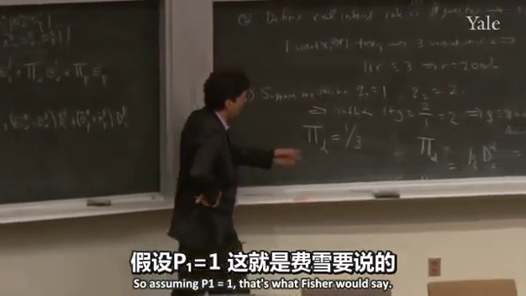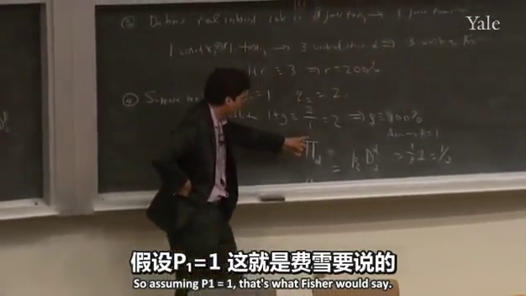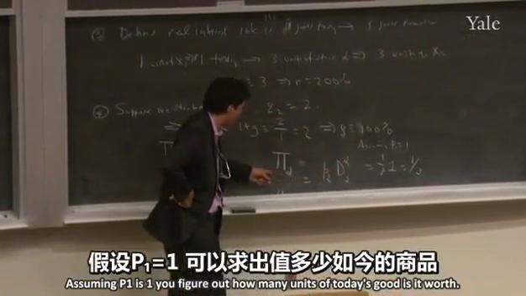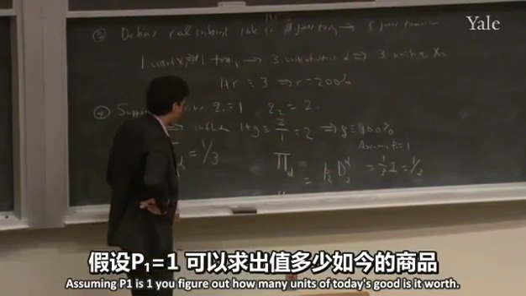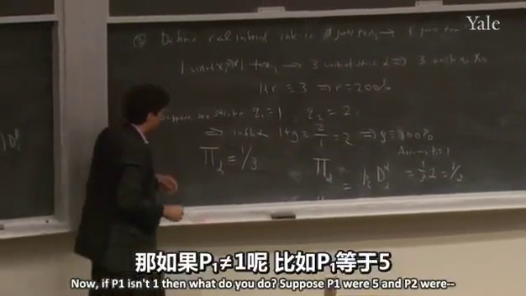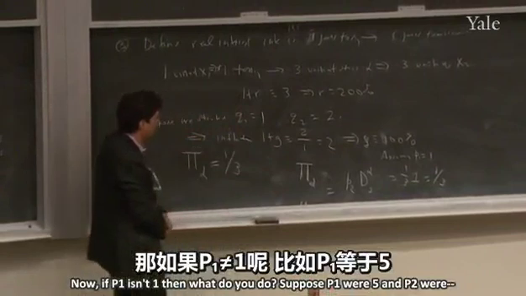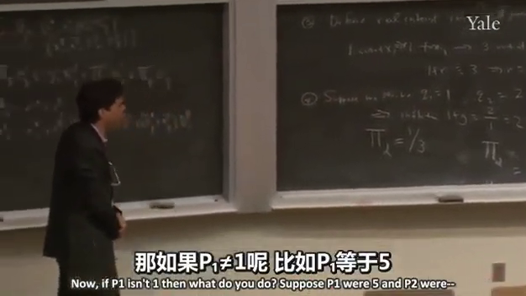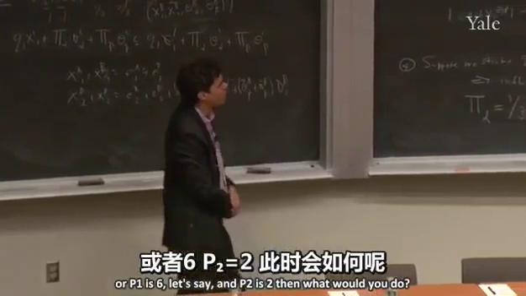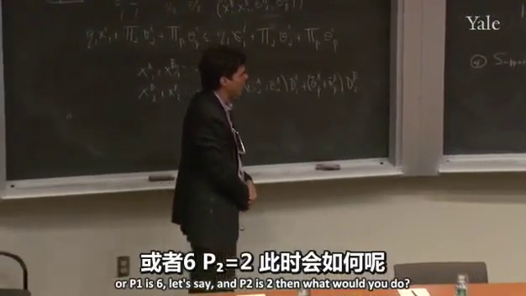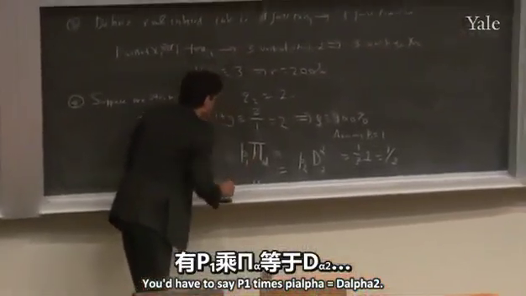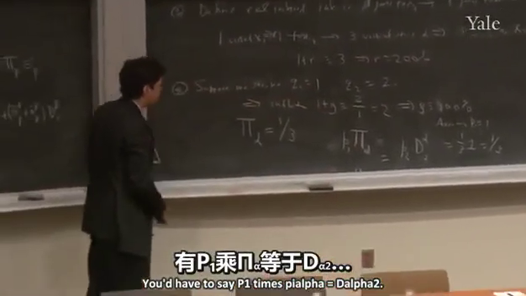That's what Fisher would say. Assuming P1 is 1, you figure out how many units of today's good it is worth. Now if P1 isn't 1, then what do you do? Suppose P1 were 6, let's say, and P2 is 2. Then what would you do? You'd have to say P1 times pi alpha is equal to d alpha 2.